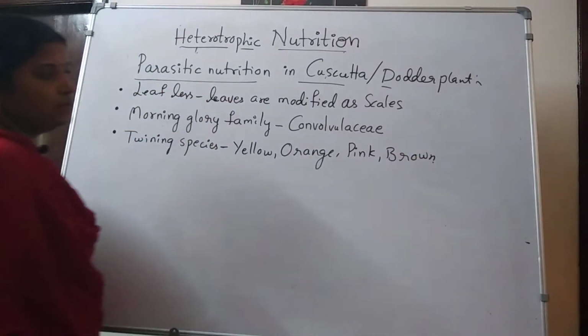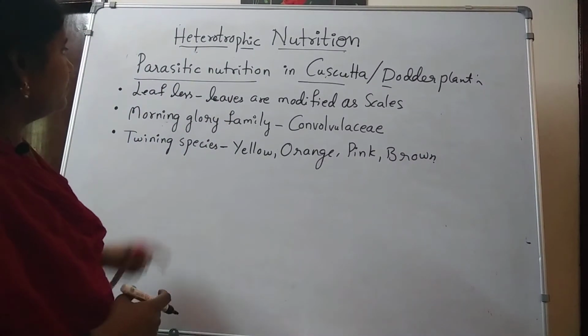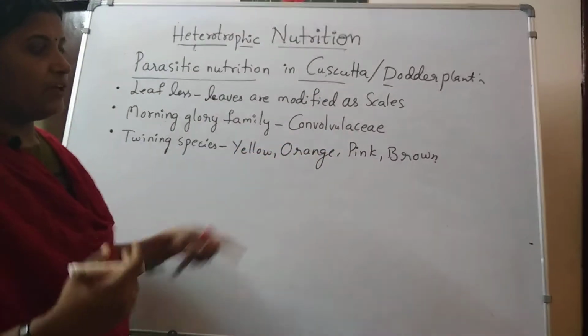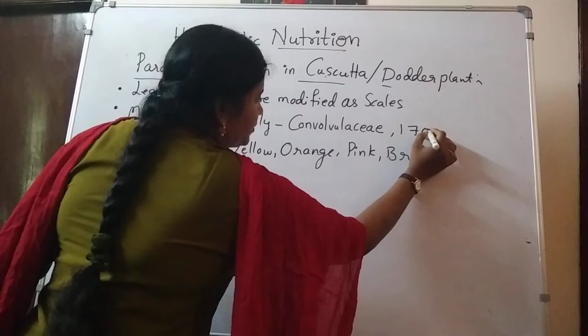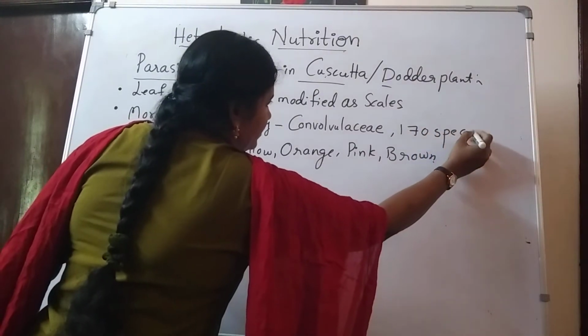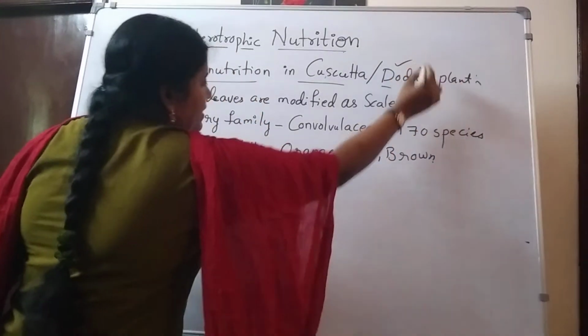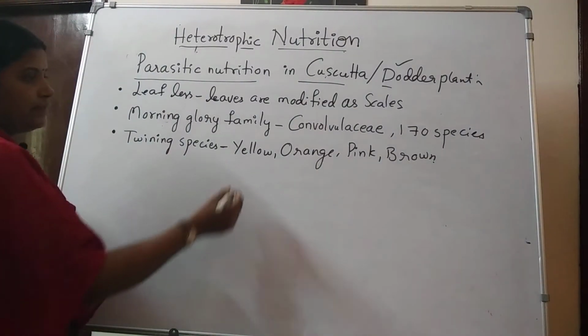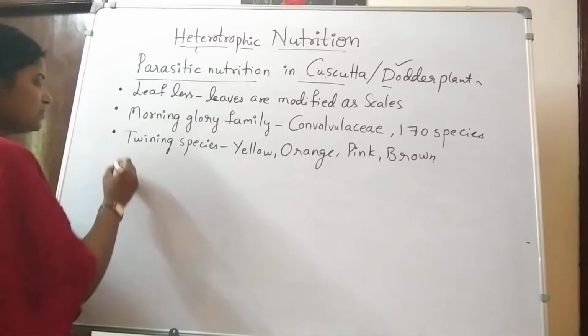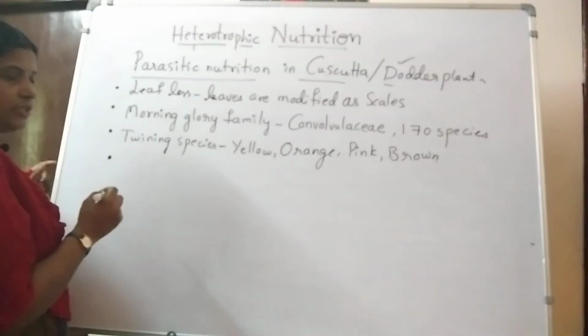So these are the colors of cuscuta plants, which are different. Why? Because there are around 170 species, 170 varieties of dodder plants, and their colors will be like this. And now we are coming to the special structures.